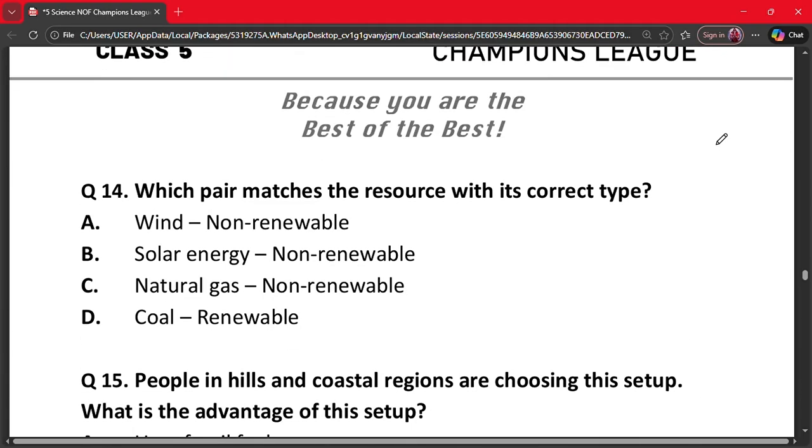Our next question is question number 14. Which pair matches the resource with its correct type? A. Wind, non-renewable, B. Solar energy, non-renewable, C. Natural gas, non-renewable, and D. Coal, renewable. The correct answer is option C. Natural gas forms deep underground over millions of years and cannot be quickly replaced.